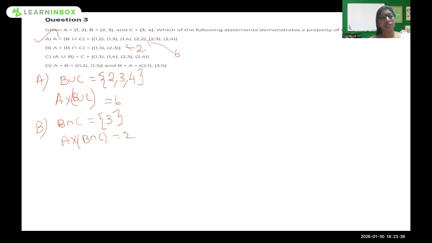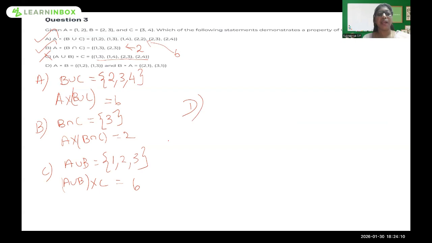So, of course, this option is also right. What about the C? In A union B, we will be having 1, 2, and 3 as our elements. And for A union B cross C, we must have 6 elements, but there are only 4 elements given. They skipped 2 elements. So this option is a wrong option.